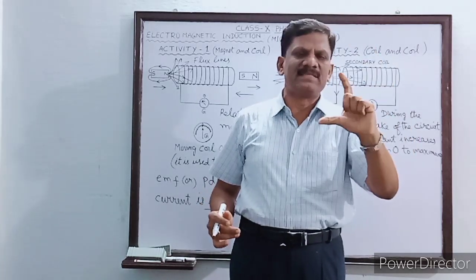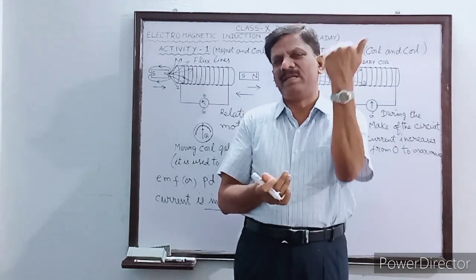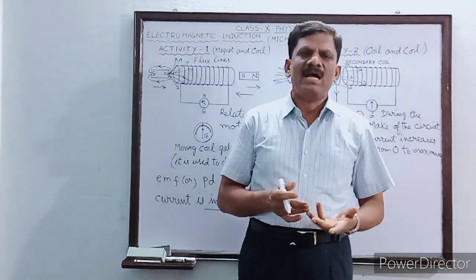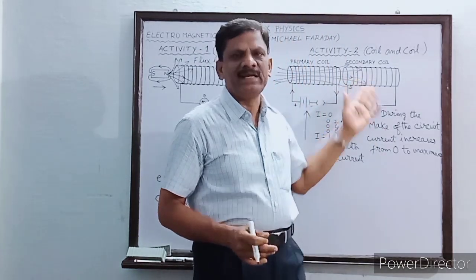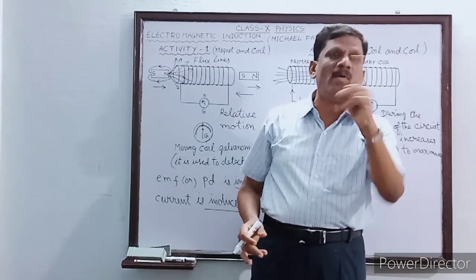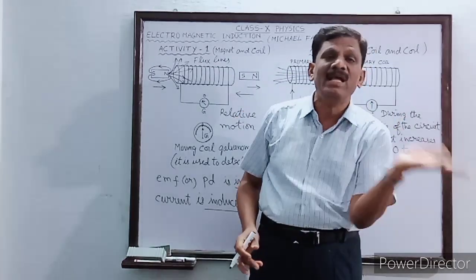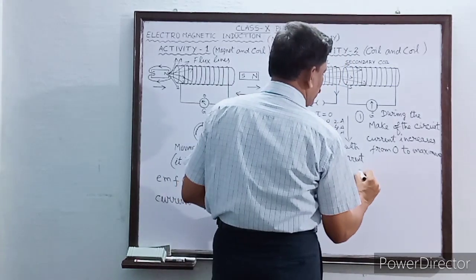So current changes. As a result, what happens to the magnetic field linked with the primary coil? It also changes. As a result, the magnetic field linked with the secondary coil also will change. So during that change, the deflection will be momentary. Now, second point.